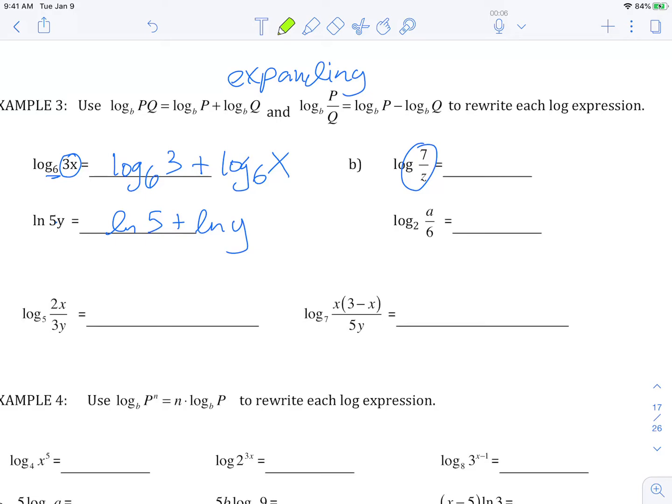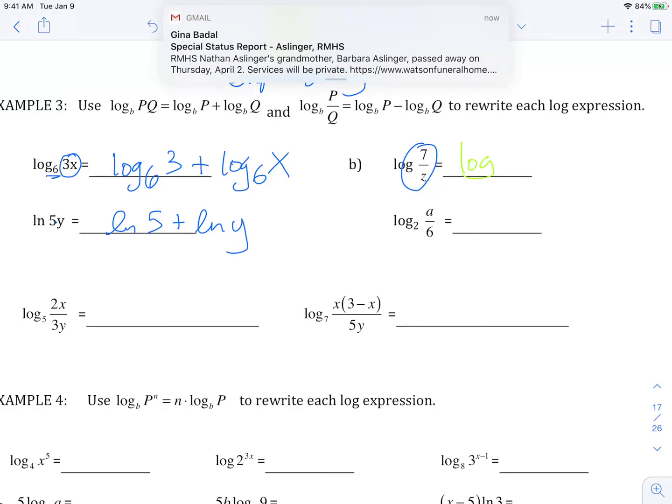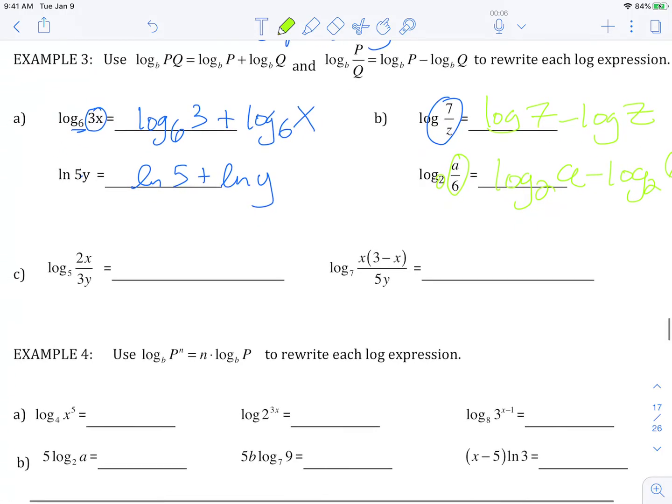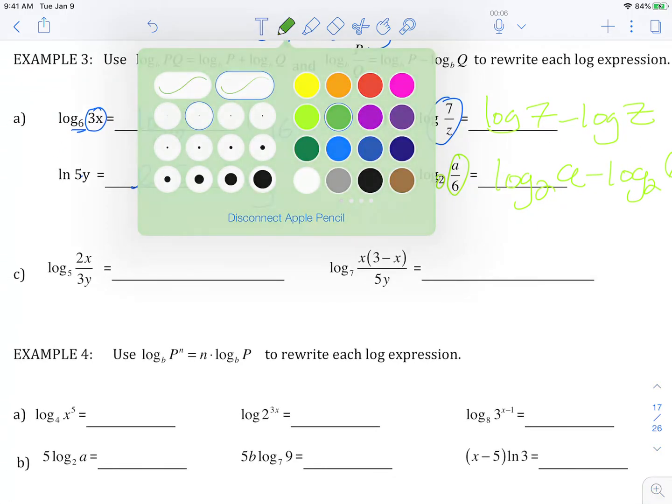So this would be log 7 minus log z. Okay, and it's not just 7 minus z either. Again, over here, the base is not as important right now. What is important is we are dividing, which means I can write this as log 2 of a minus log 2 of 6.